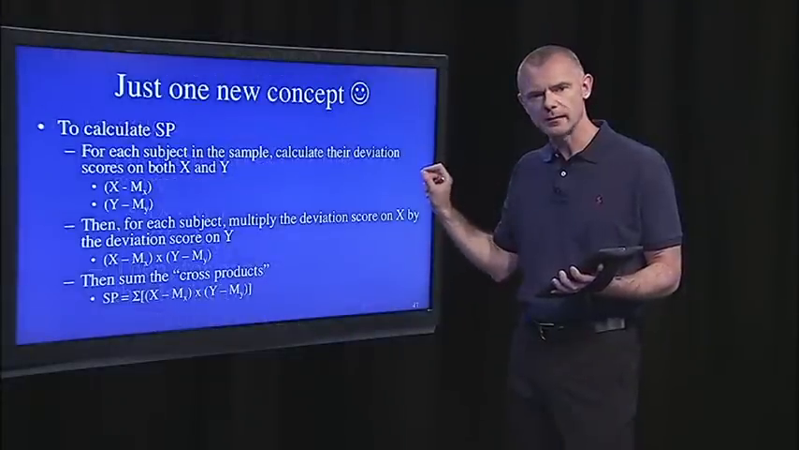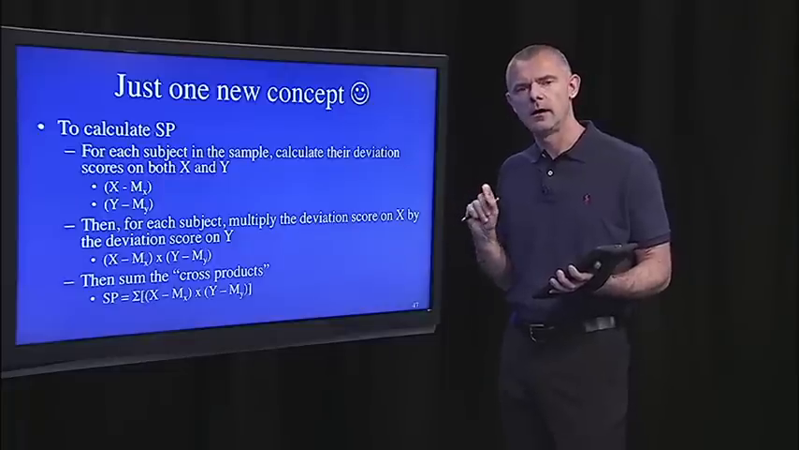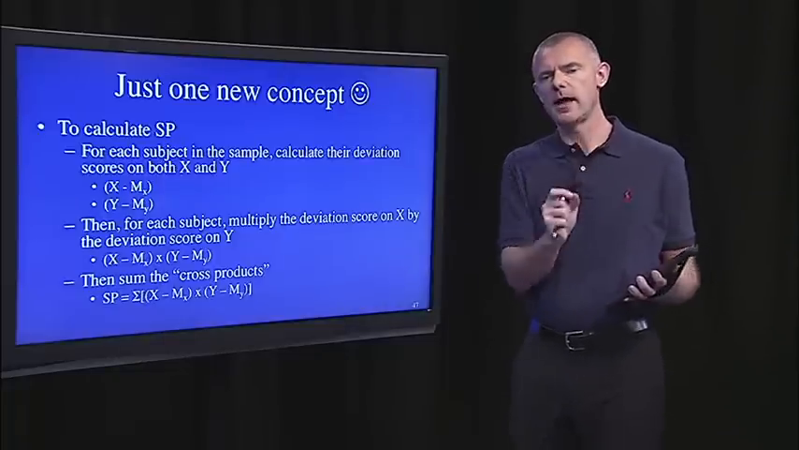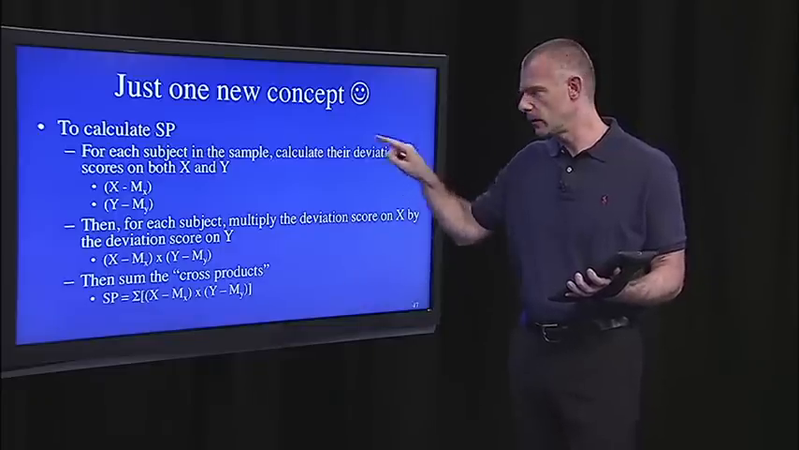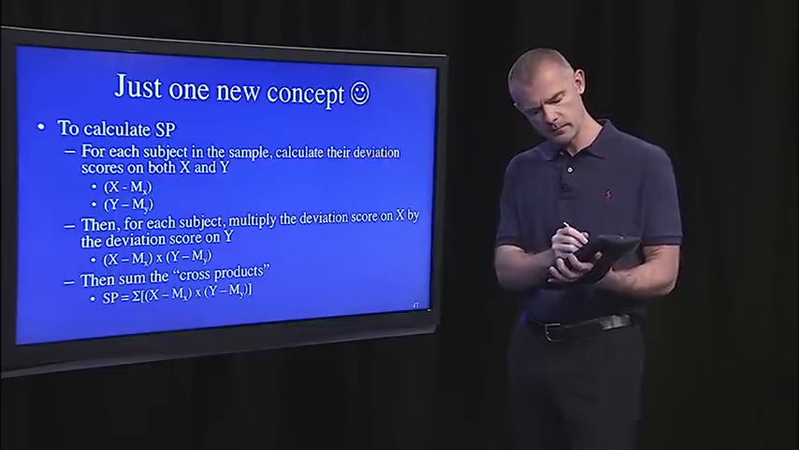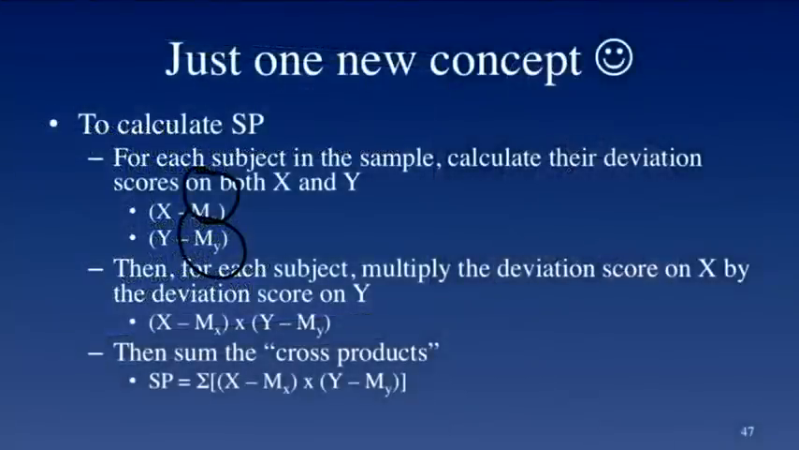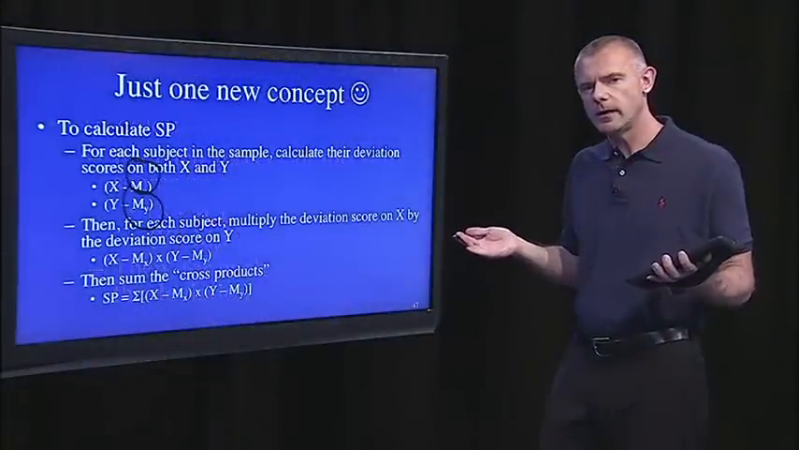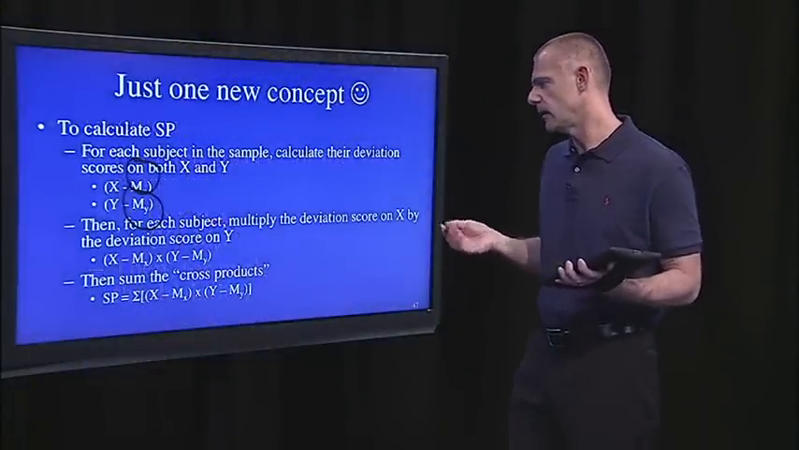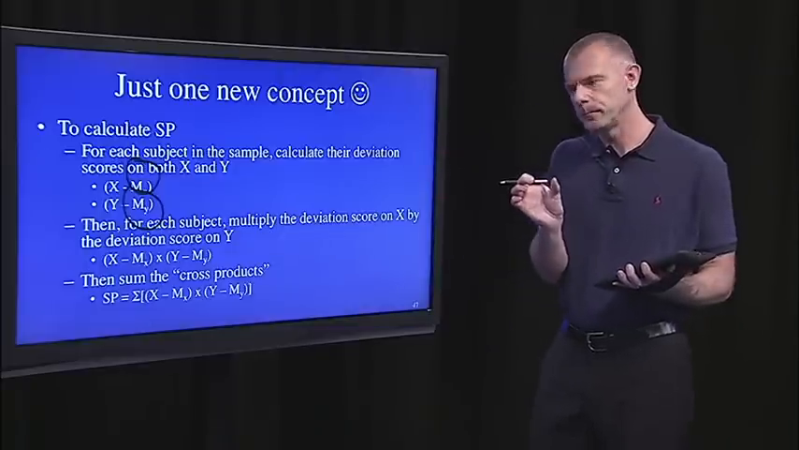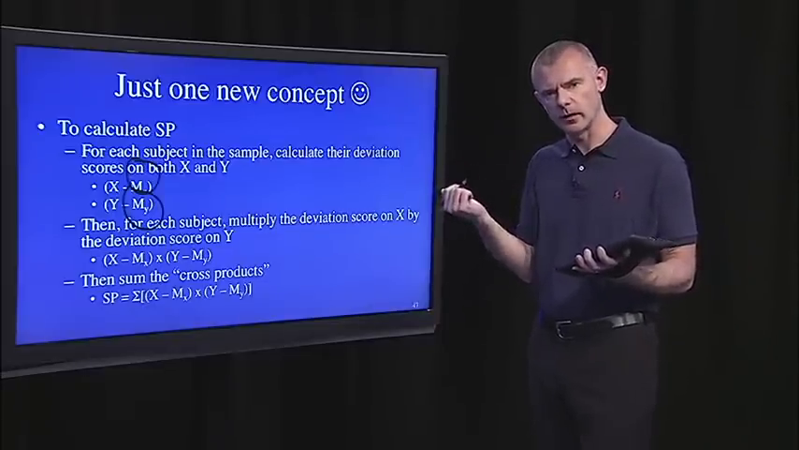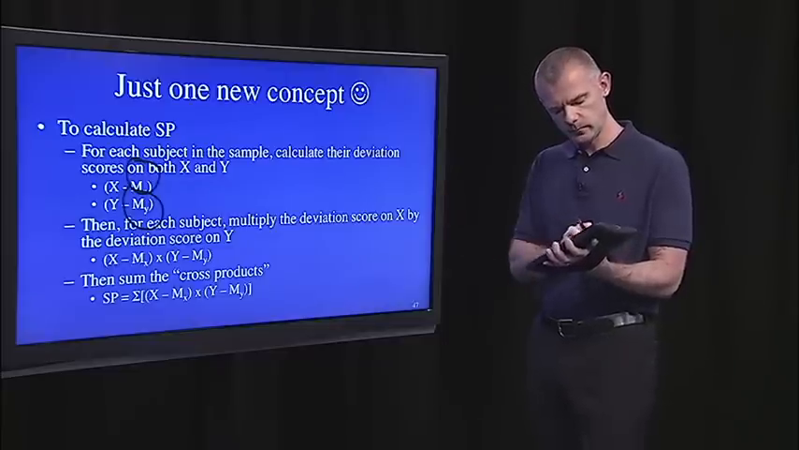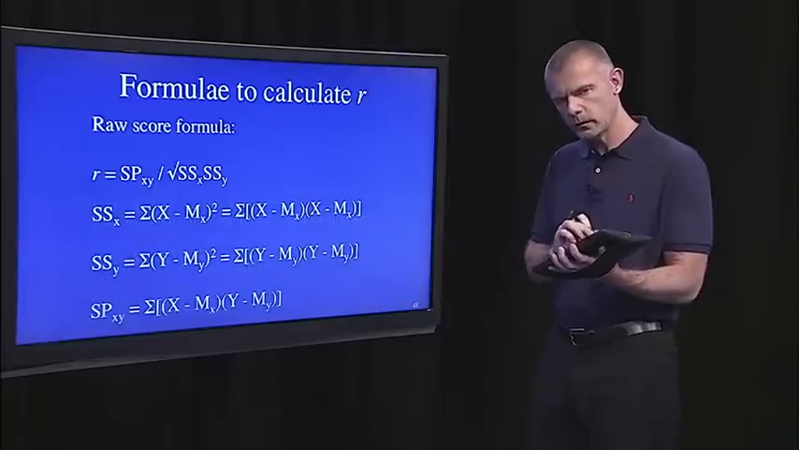So for each case, or for here each subject, I want to calculate their deviation score on x and their deviation score on y. That's why I now have the subscripts for m sub x here and m sub y. So the mean on x and the mean on y. For each subject, we'll then calculate their cross product. That is, I'll take their deviation scores and multiply them. Then I'll sum the cross products, and that gives me sum of cross products, analogous to sum of squares. So let's walk through that.